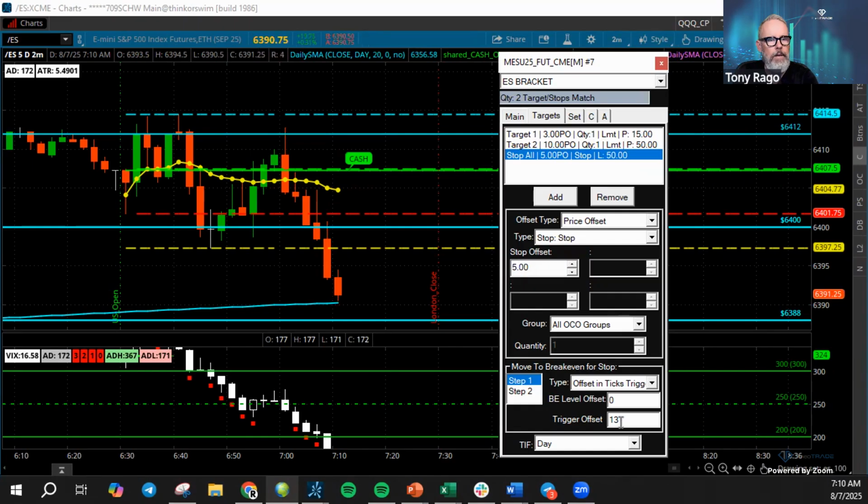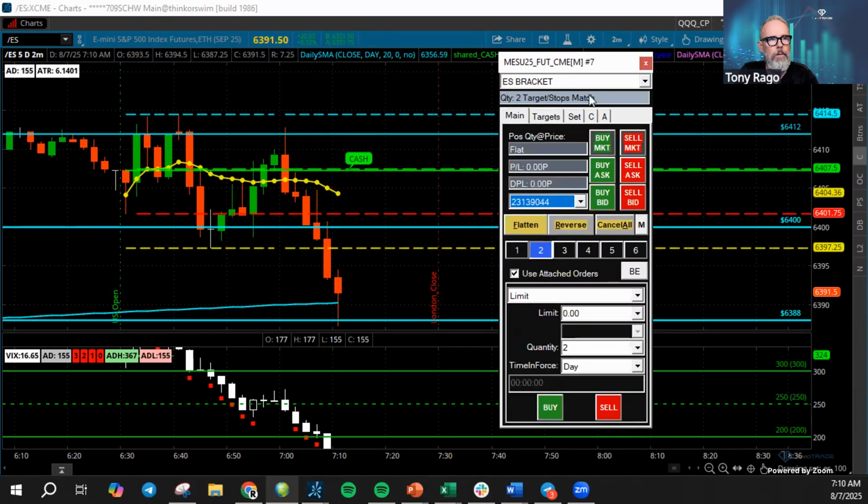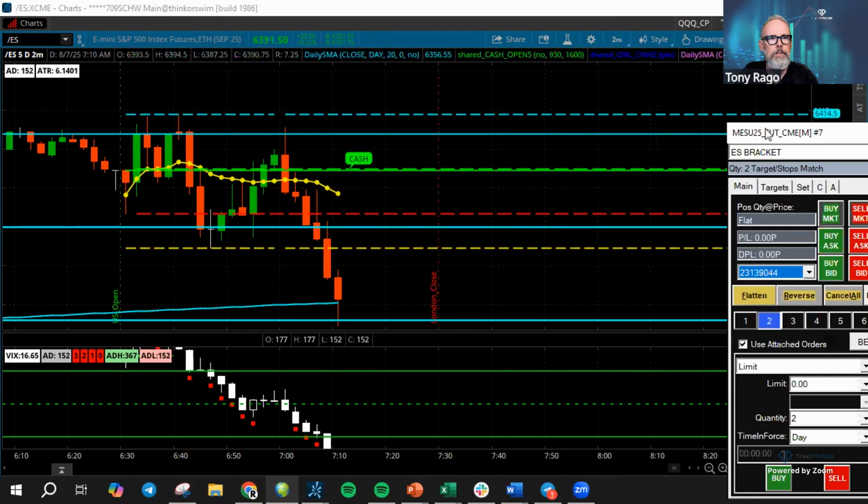And we're going to use a trigger here. Some of you might not know what I'm talking about, but I will just explain it. We're going to use a trigger of 8. Actually, with this wide a stop, let's go 12. We're going to use a trigger of 12 ticks. So what this means is, okay, we're trading the MES.